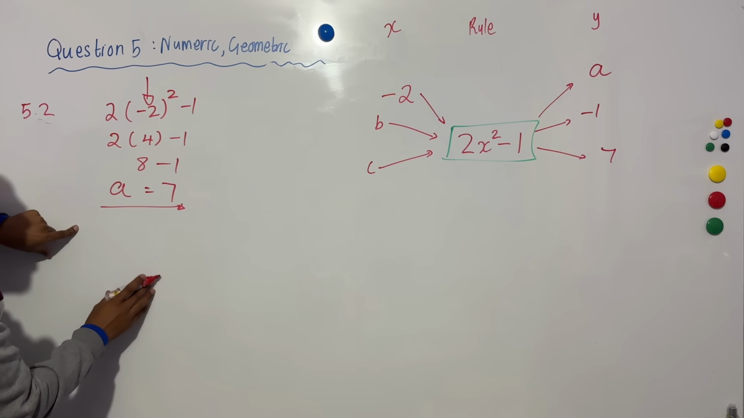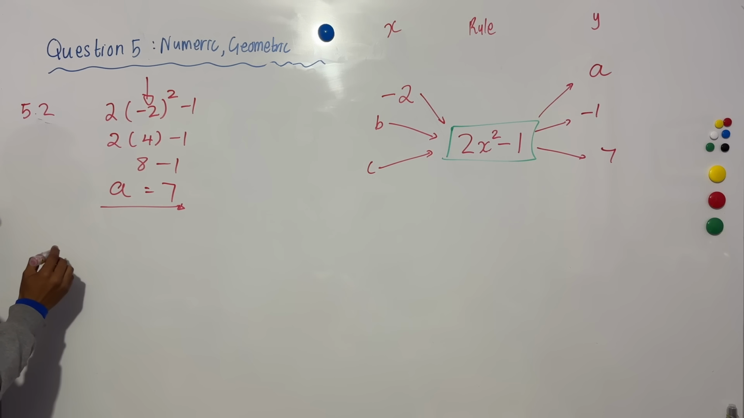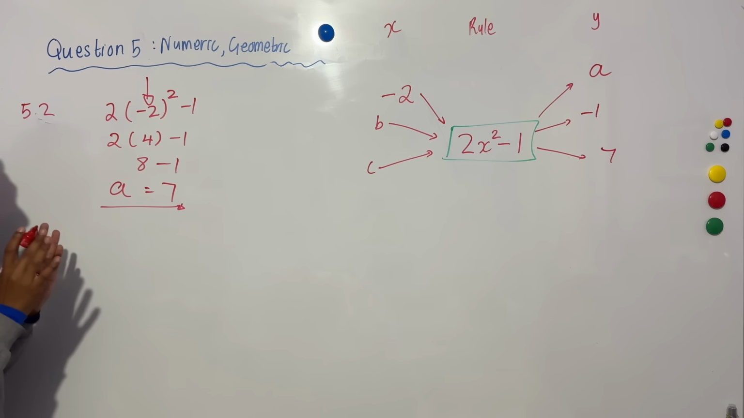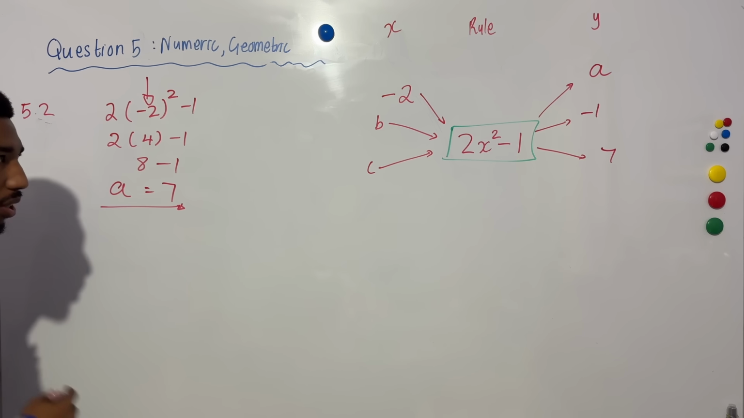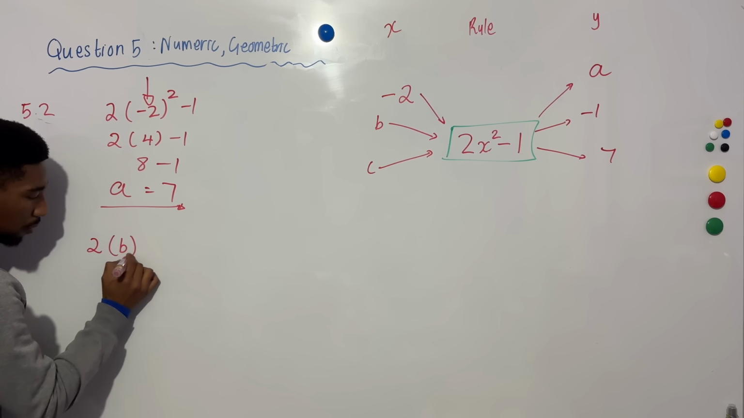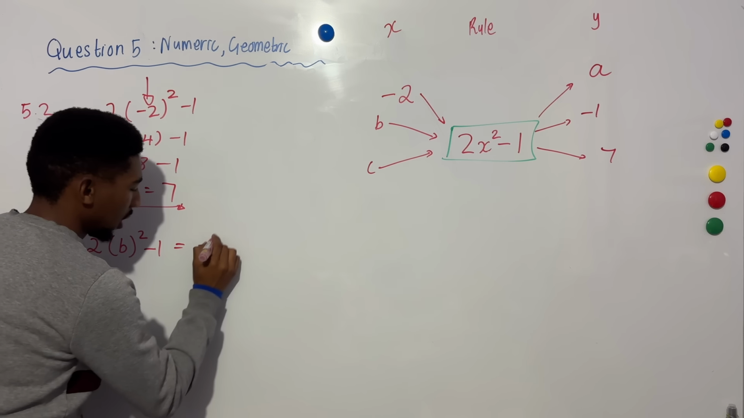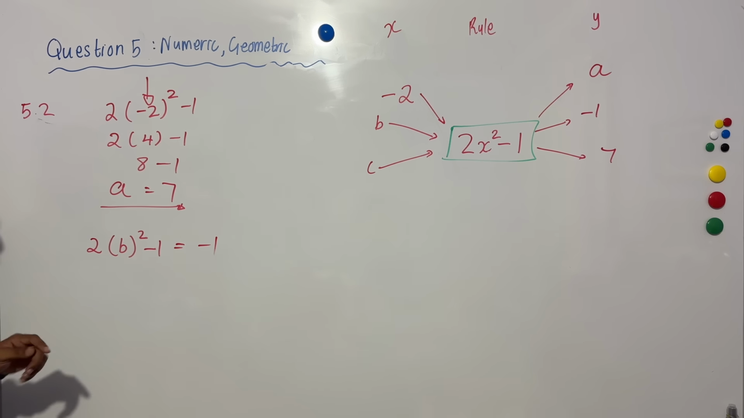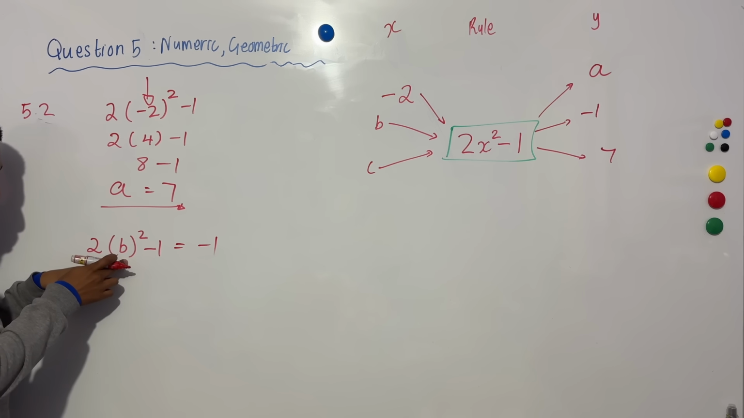Okay, right? Then for B, similarly now, I put the b in x's place. You should be comfortable working with letters by now. So we're going to say 2 brackets b brackets squared minus 1. I put b in, I must get negative 1 as my output or as my answer. This one is a bit more difficult. It's reverse. I have to now solve for b.